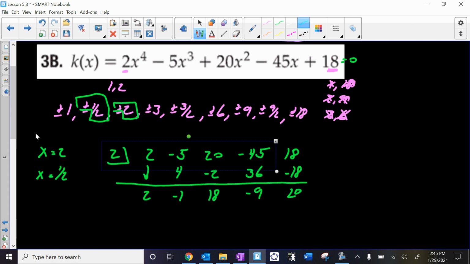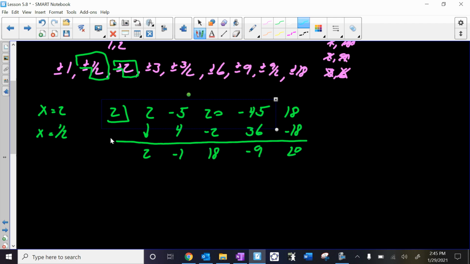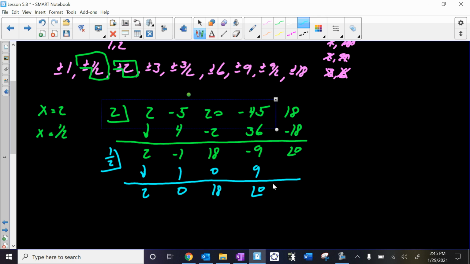And we're going to do synthetic division again with the value of a half with these same values. Again, drop the 2. 2 times a half, that's 1. Add, that's 0. 0, add, that's 18. 18 times a half, that gets us 9. Now we broke down our polynomial.